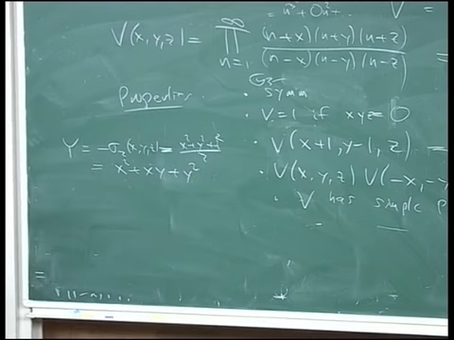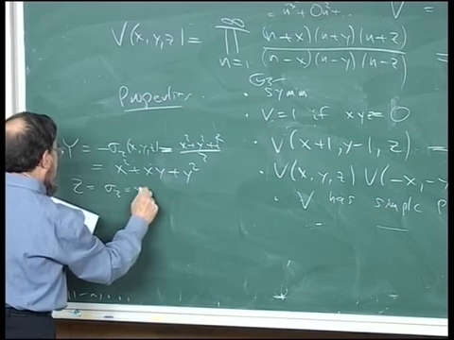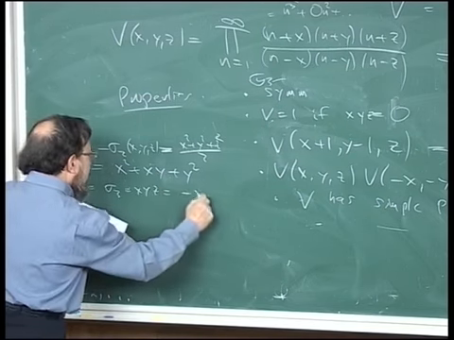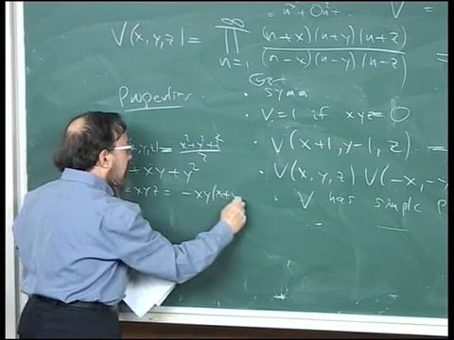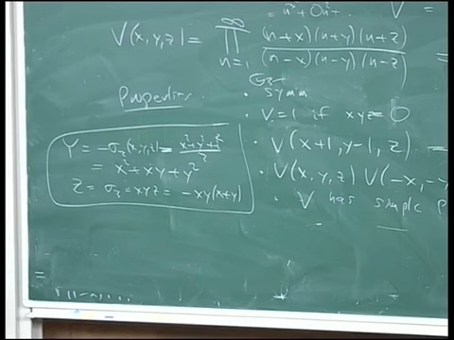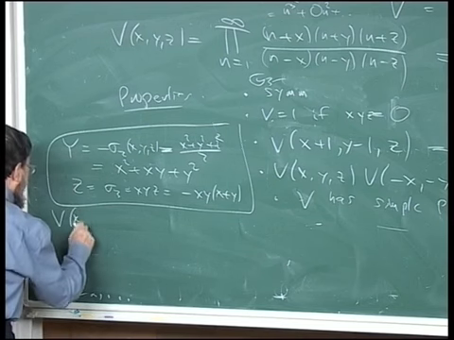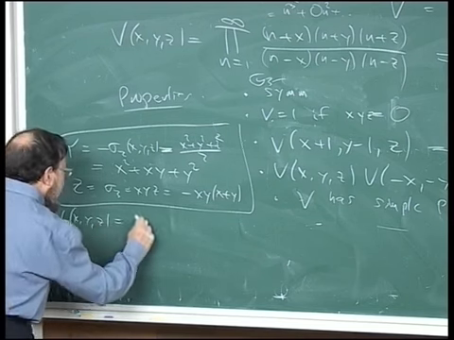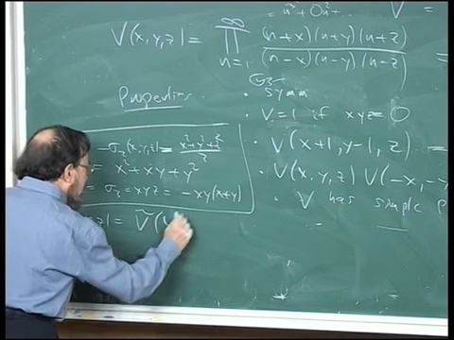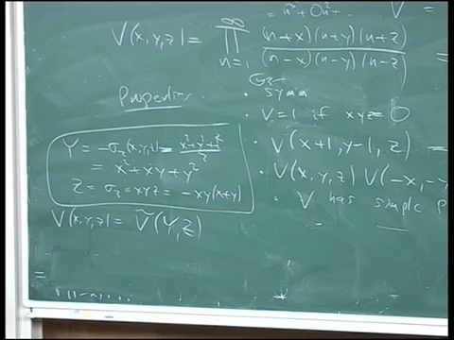Remember, of the three variables, two of them determine the last, because x plus y plus z is 0. So I can write it like this. And capital Z is sigma 3, which is xyz. Or if I want to use just two of the variables, it's minus xy times x plus y. So obviously, this v is going to be a new function. So then v of x, y, z is, of course, also a function of these new variables, capital Y and capital Z. Because of the S3 symmetry, it's got to be a new meromorphic function.